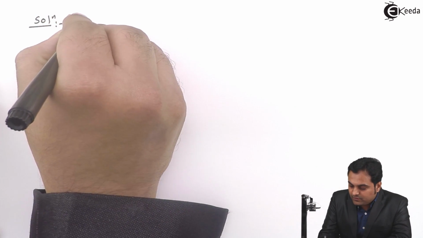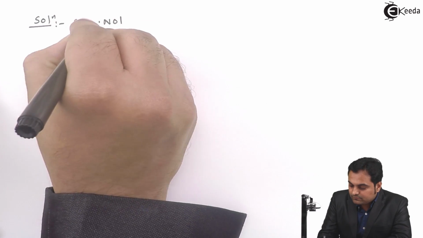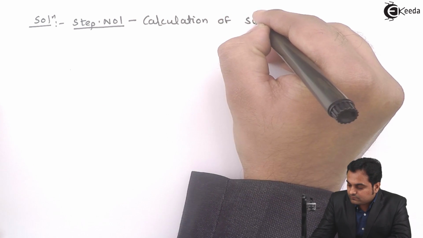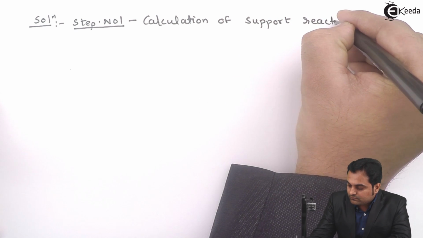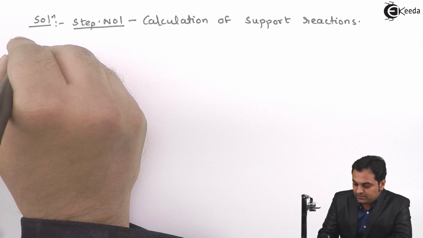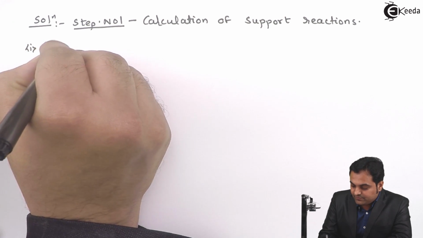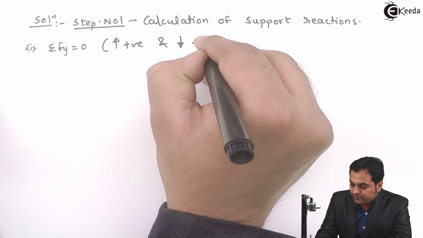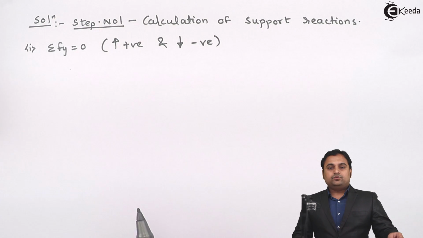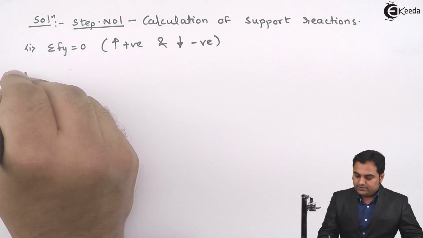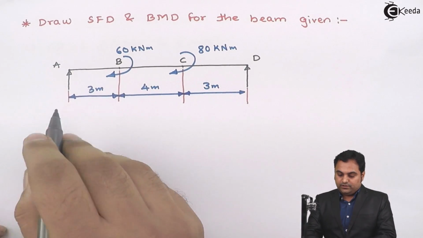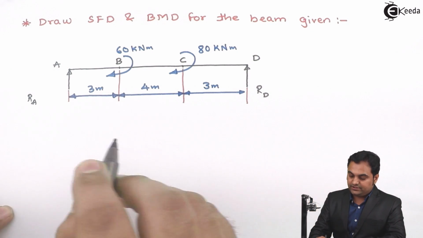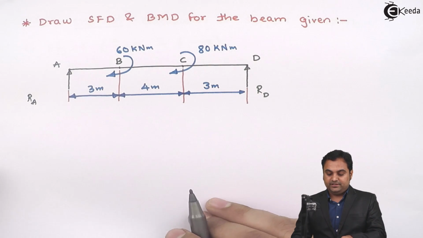Solution. Step number 1. Calculation of support reactions. Here I'll use the first condition of equilibrium, summation of Fy is equal to 0, where upward forces are positive and downward forces are negative. Here there is no need of summation Fx because no horizontal forces are there. So therefore, it is supported at A, so there will be reaction at A, supported at D, so reaction at D. Both are upward, so positive. Ra plus Rd.